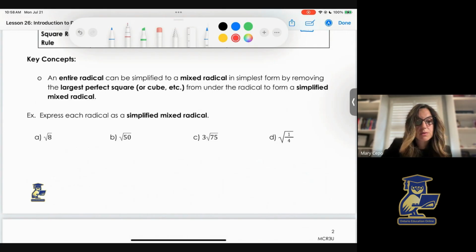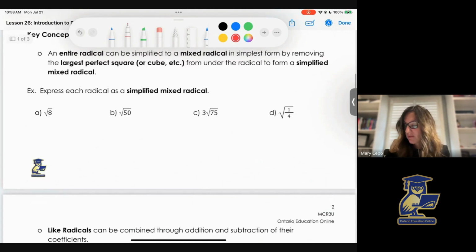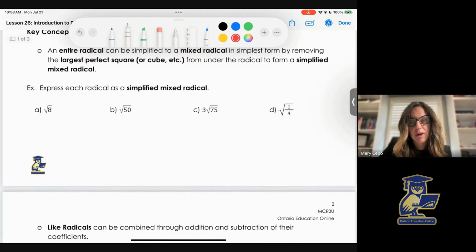Express each radical as a simplified mixed radical. So what does that mean? You really want to try to remind yourself of all the perfect squares. When I say perfect squares, that would be something like 4, because 2 times 2 is 4; 9, because 3 times 3 is 9; 16, because 4 times 4 is 16.